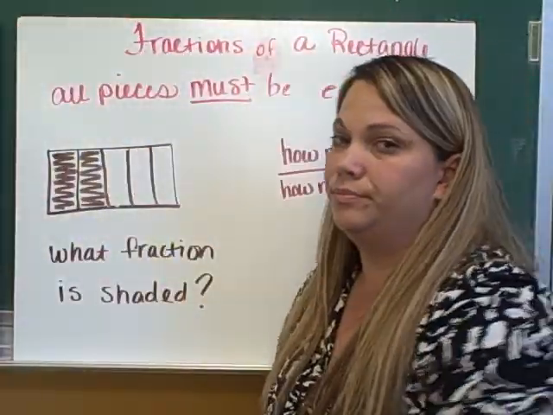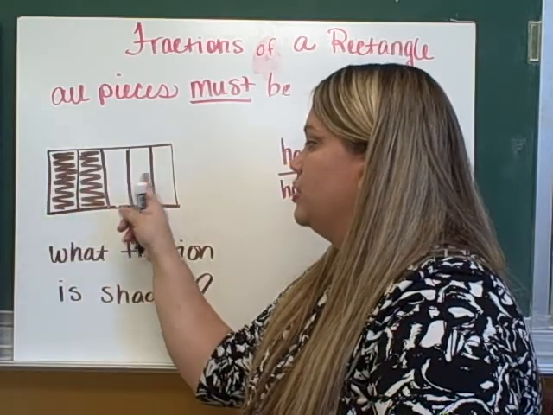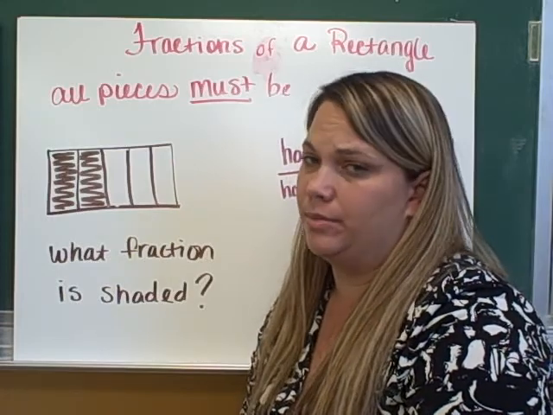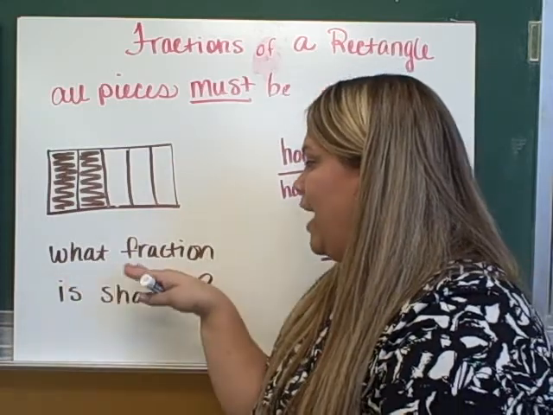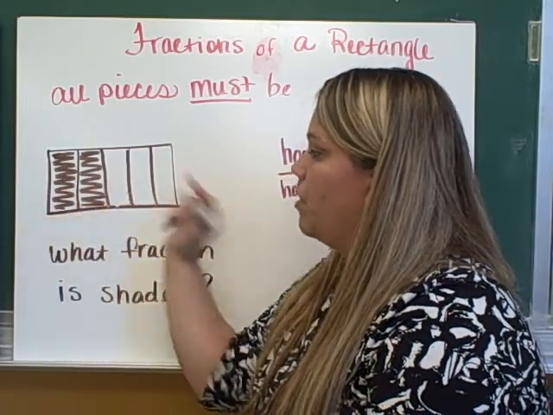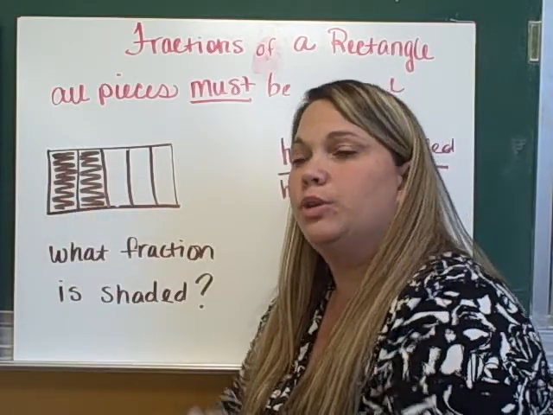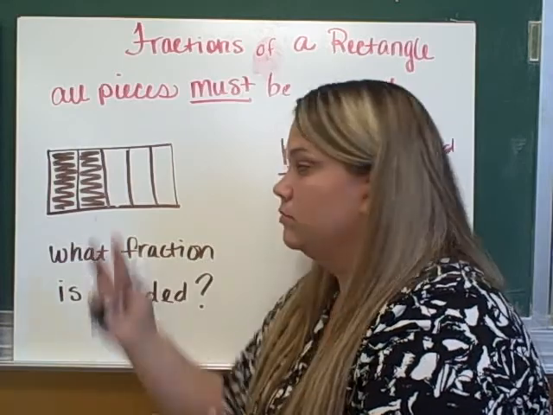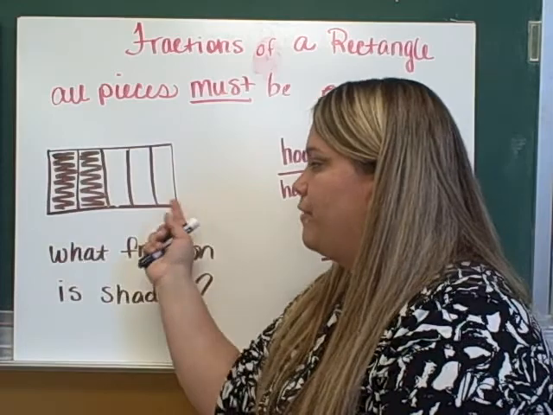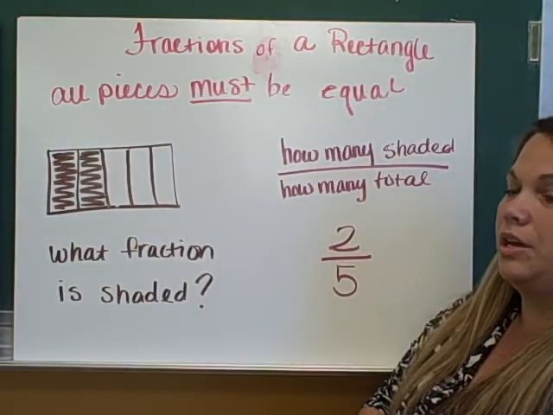Fractions of a rectangle. When we're looking at a rectangle and we're talking about fractions, all of these sections have to be equal. They have to be the same size. What fraction is shaded? Well, we have 1, 2, 3, 4, 5 pieces altogether. 2 of them are shaded. Again, we do the part we're talking about, 2 shaded pieces, over the total amount of parts, 5 pieces altogether, meaning 2/5 are shaded.